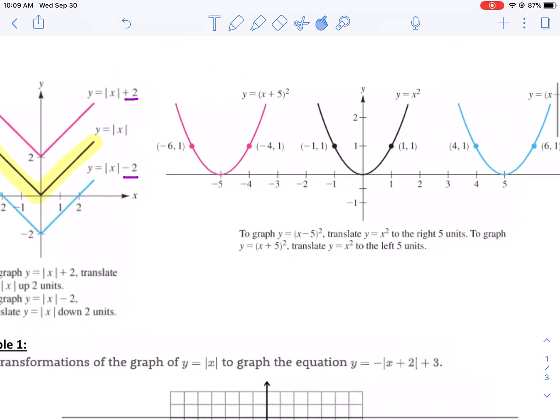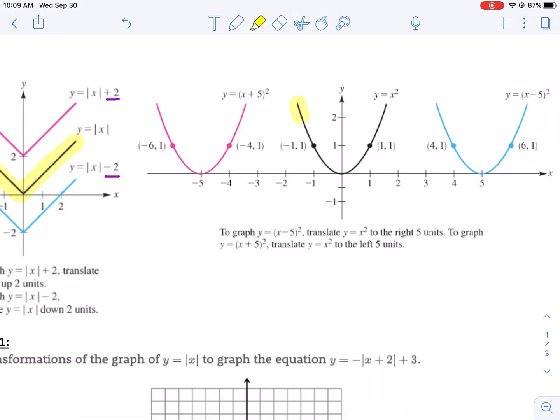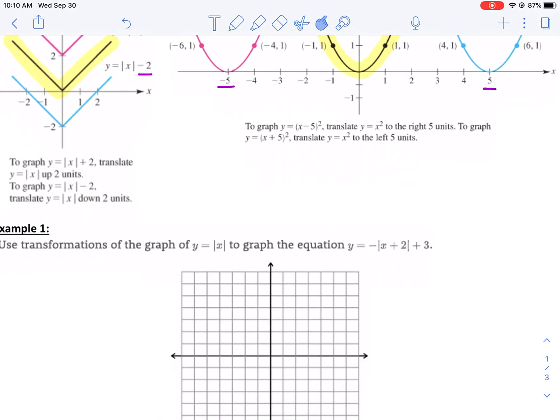Versus comparing that absolute value to this parabola. This is my general function, y equals x squared. This time if I add 5 inside the parenthesis, I go the opposite direction. Here I'm subtracting 5 within the squared term, so I go the opposite direction. I go now positive 5. So it's very important to know where these c values are, and we will practice that now.